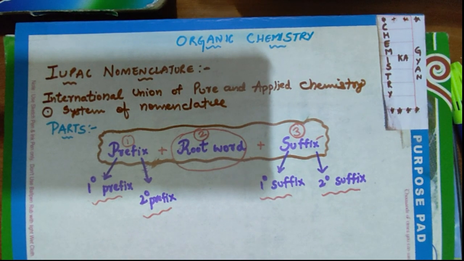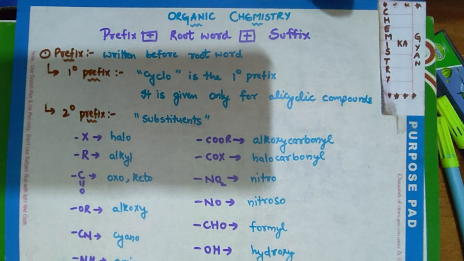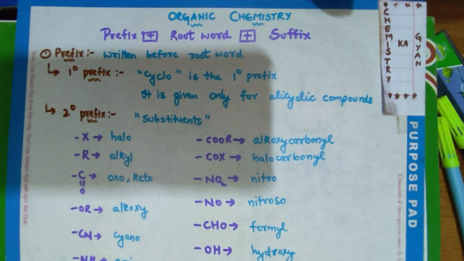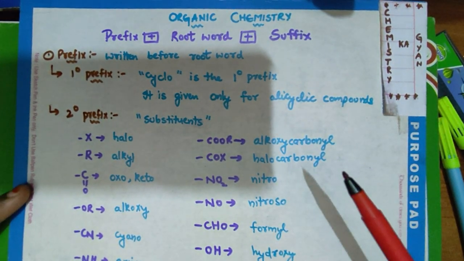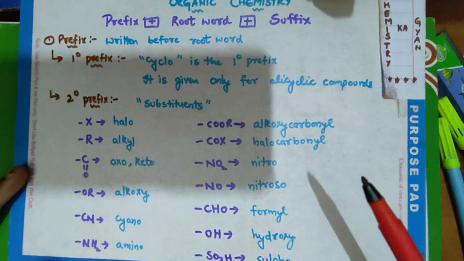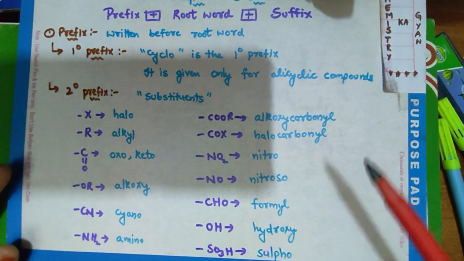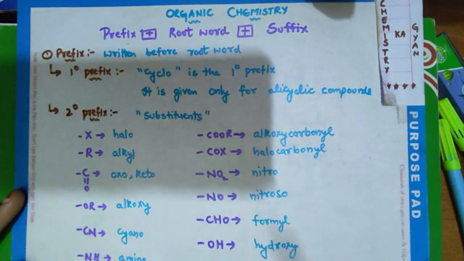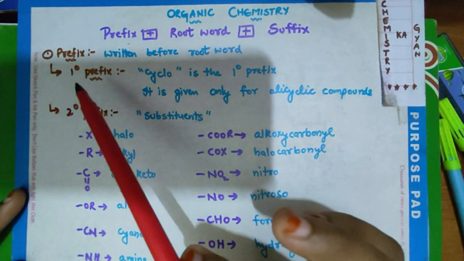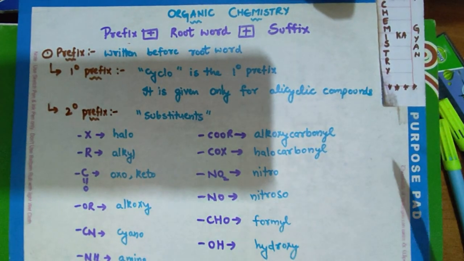Now let us see what is prefix. We have seen the parts are prefix plus root word plus suffix. Then coming to the prefix: it is written before the root word. So as you have seen here, it is before the root word. Prefix is again of two types, primary prefix and secondary prefix.